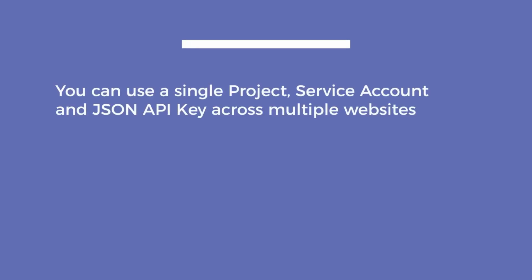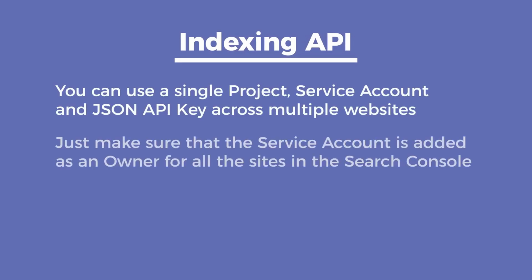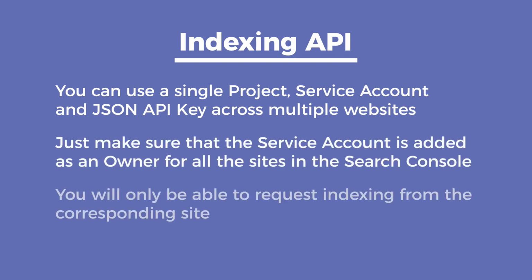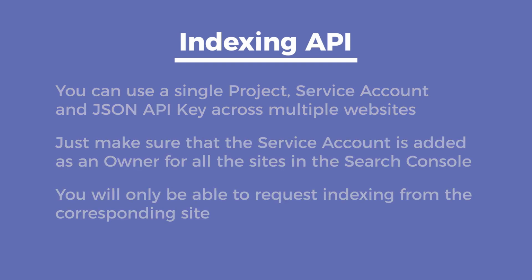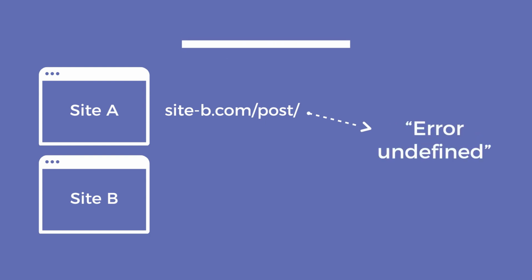You can use a single project, service account, and JSON API key among multiple sites. Just make sure that the service account is added as owner for all the sites in the Search Console. Also, you will only be able to request indexing from the corresponding site. Using the plugin on Site A to request a crawl for Site B will not work. It will result in an error undefined response.